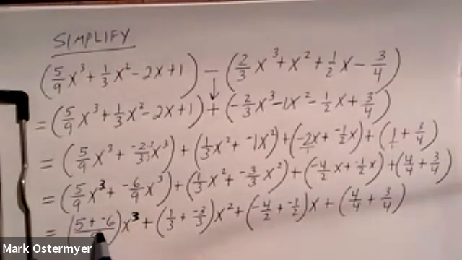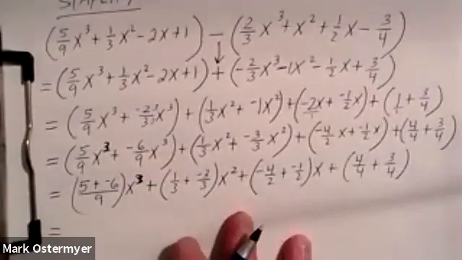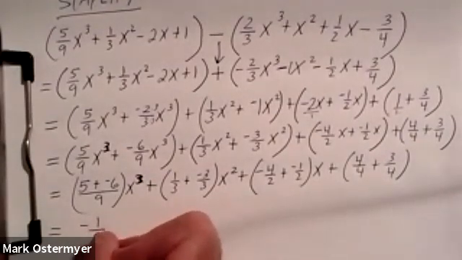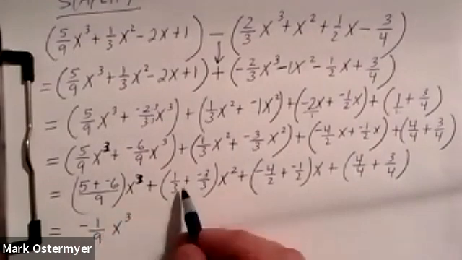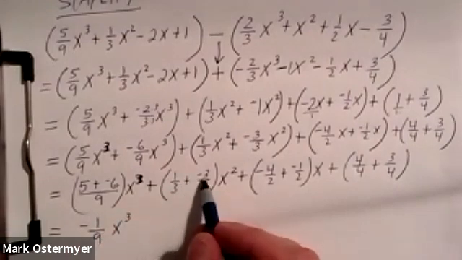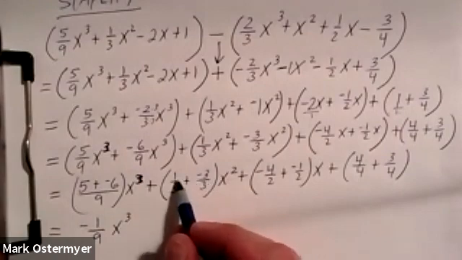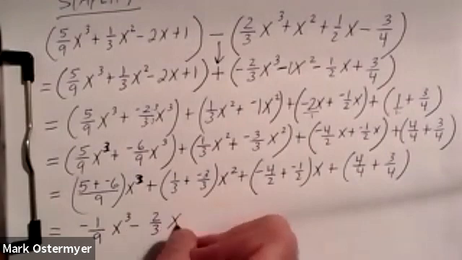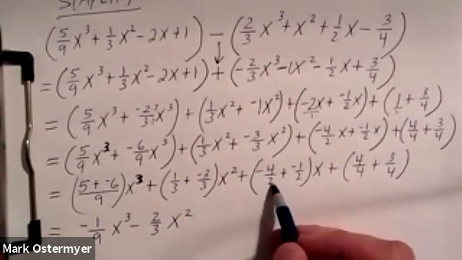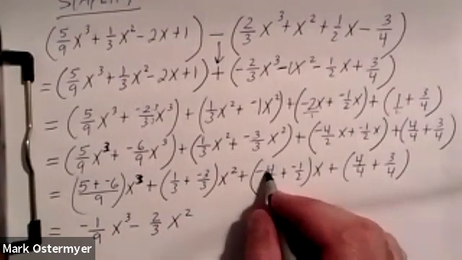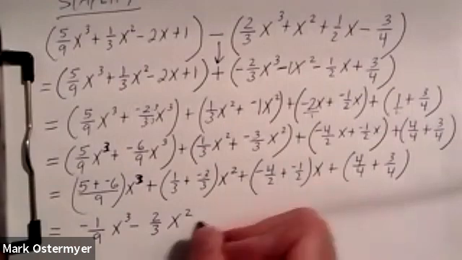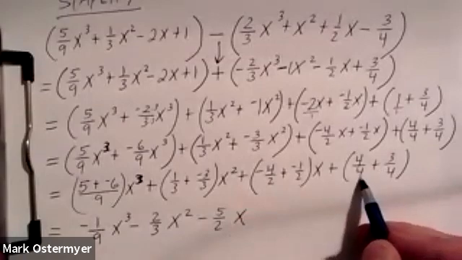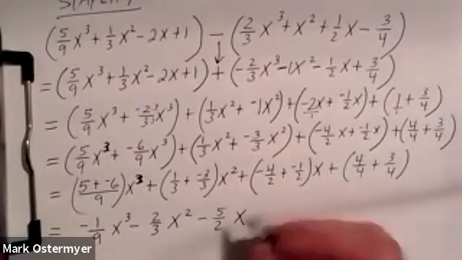All right, 5 plus a negative 6 is what? Negative 1. 1/3 plus a negative 3/3: 1 plus a negative 3 is negative 2, so negative 2/3 x squared. Negative 4/2 plus a negative 1/2 is negative 5/2. Negative 4 plus negative 1 is negative 5. And 4/4 plus 3/4 is 7/4.